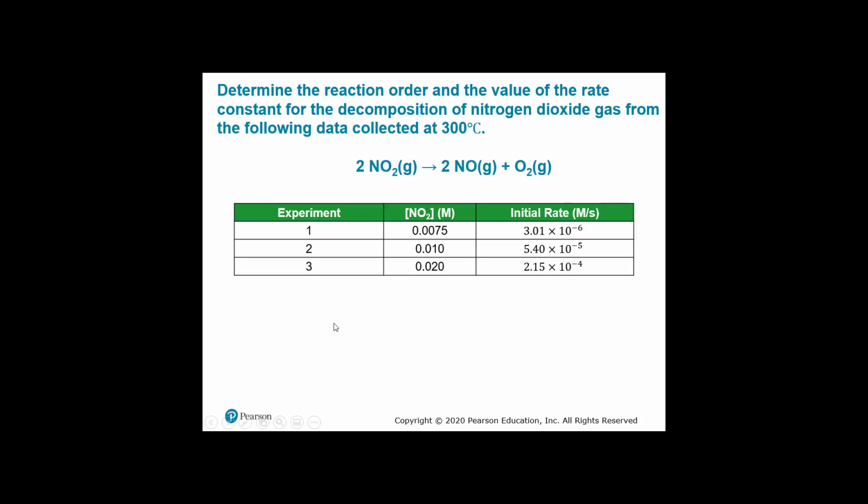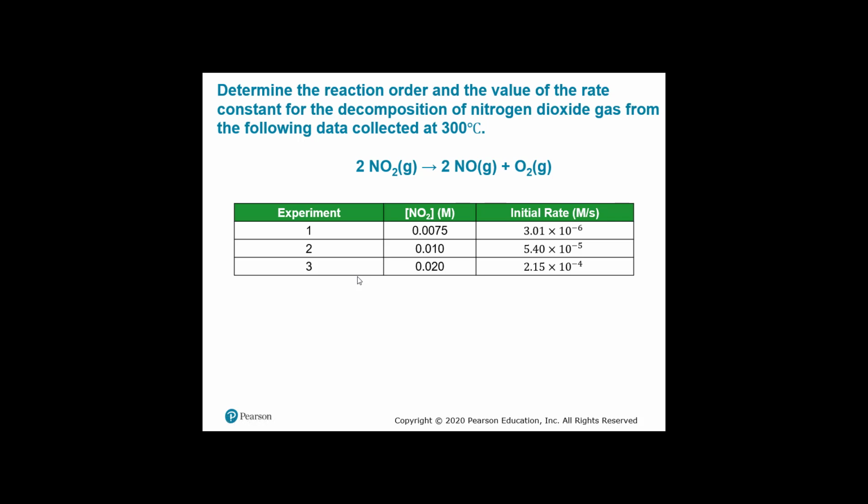Okay, so let's do a problem. Determine the reaction order and the value of the rate constant for the decomposition of nitrogen oxide gas from the following data collected at 300 degrees Celsius. So we're looking at the concentration of nitrogen dioxide. That's all this is. If you notice, that's all that we have here to work with. That's what we're going to look at.